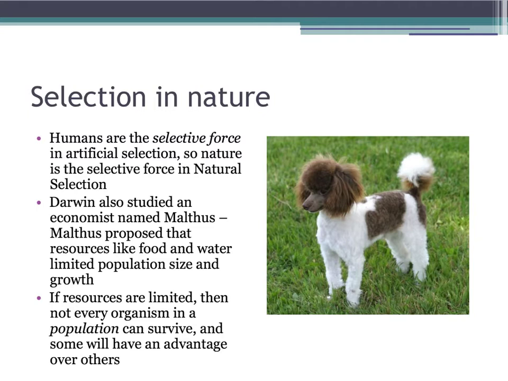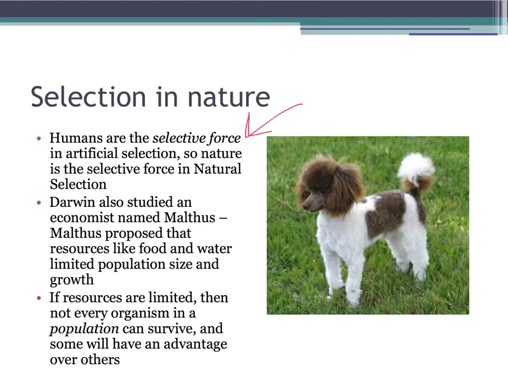It's my favorite. So humans, this is important. It's on the test. Test alert. Humans are the selective force in artificial selection. So nature is the selective force in natural selection. So I'm telling you about two different types of selection. Artificial selection is where humans choose the most desirable traits. Natural selection is where nature does.